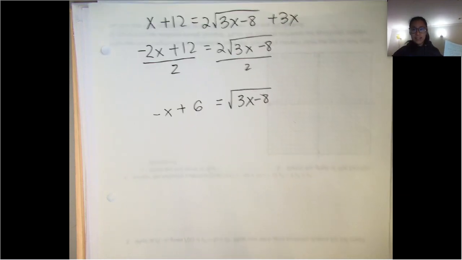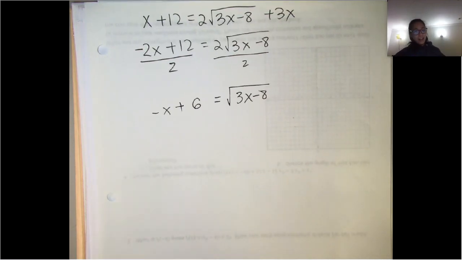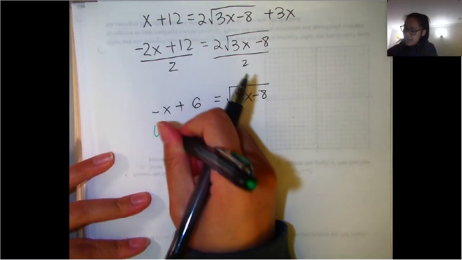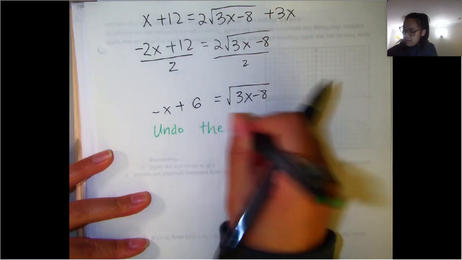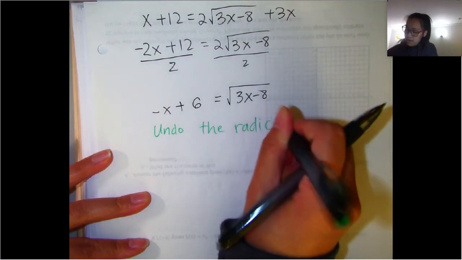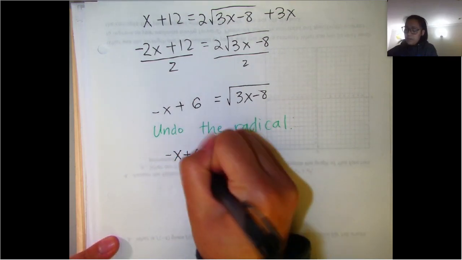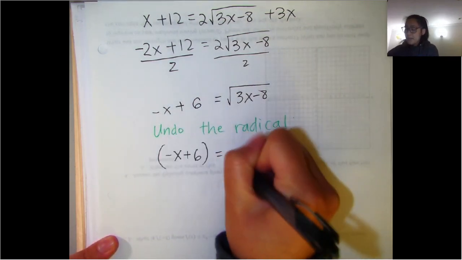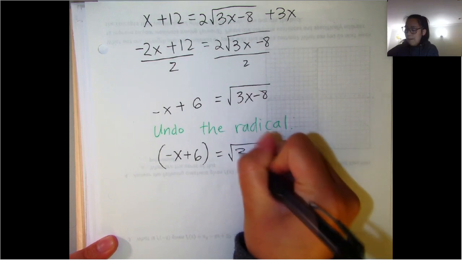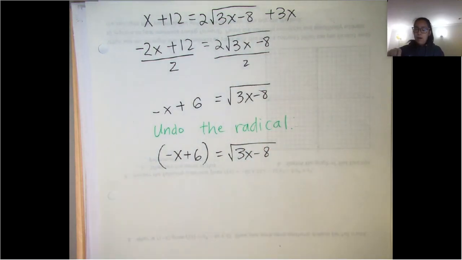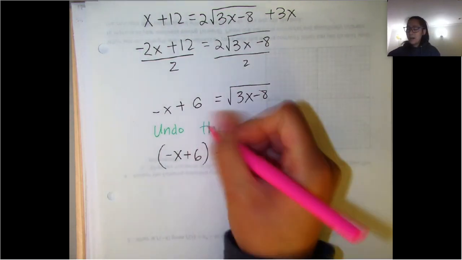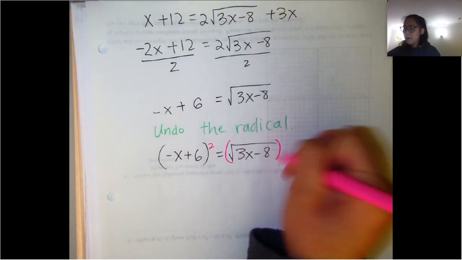So did I successfully isolate the radical? I sure did. So we'll go ahead and undo the radical. To undo this radical, since it's a square root, same thing as before, we'll go ahead and square both sides.